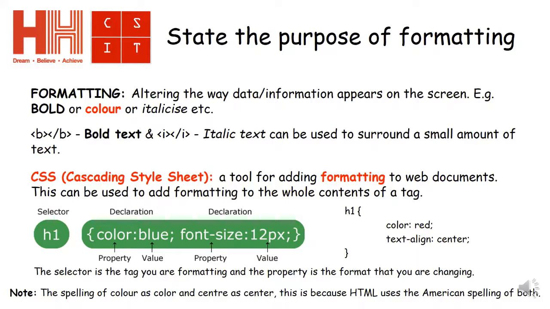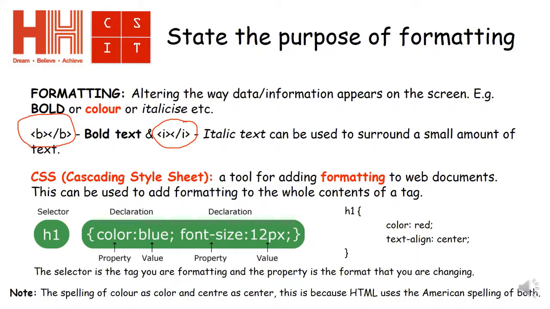Now, if I use the following tags, you can see these tags here. If I surround a piece of text with these tags, then that will put something into bold. If I use these tags here, it will change something into italics. And obviously you need the opening tag and you need the closing tag for this. Now that can be done on just a small amount of text.